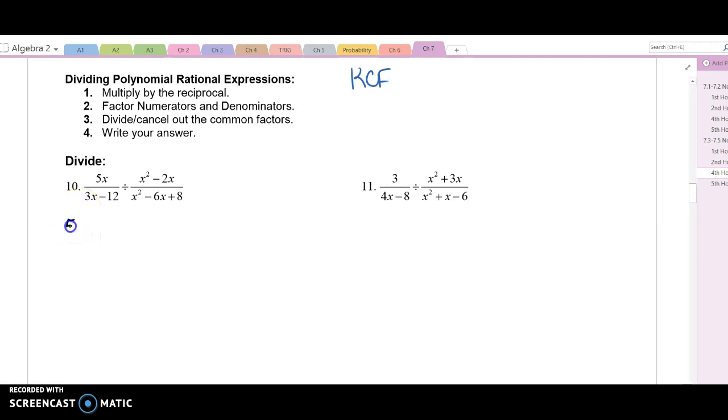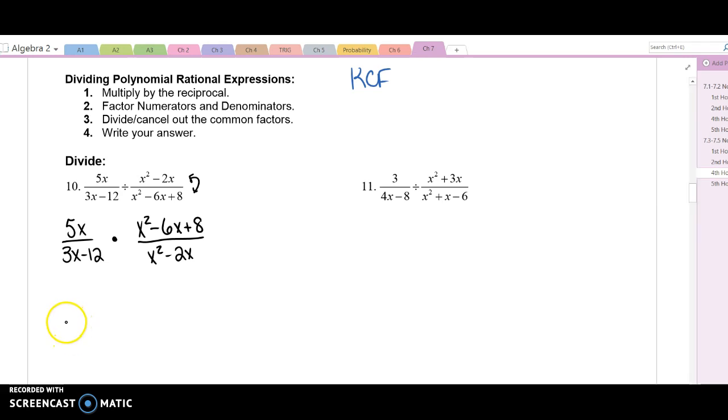So I'm going to rewrite this, 5x over 3x minus 12. Instead of dividing, we are going to multiply by the reciprocal. Reciprocal means flip the fraction. So x squared minus 6x plus 8 is going to be on the top. x squared minus 2x is going to be on the bottom. Now, this problem is exactly what we did yesterday. We need to factor, factor, factor, factor, cancel out common factors.